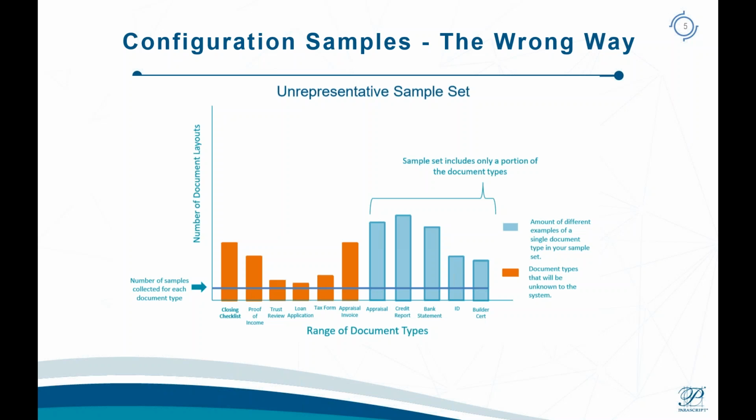Now, this is an example of a mortgage document classification and separation project where each one of these bars represents a document type, okay? The height of each bar represents the variance. So let's look at closing checklist. That is a document type, and the bar is a little bit higher relative to the other bars. That indicates that the variety of closing checklist documents can be significant depending on the number of lenders you're dealing with. And the same thing for appraisals.